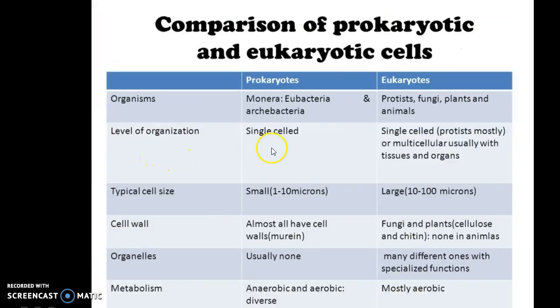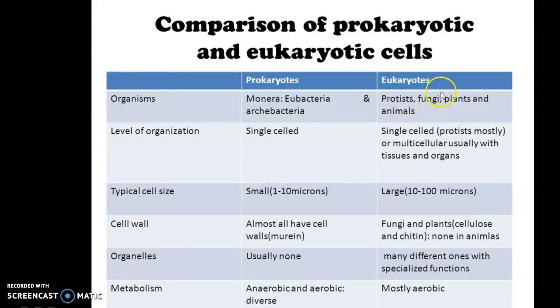All right, so let's compare really quickly prokaryotics to us and other organisms, eukaryotes. Okay, prokaryotes tend to be types of bacteria. And in general, eukaryotes could be protists, which are single-celled little animals. They're very tiny.